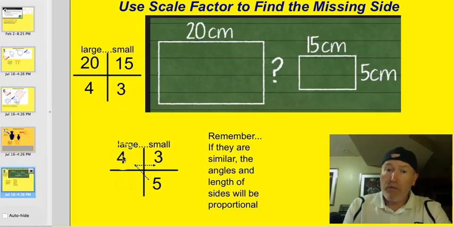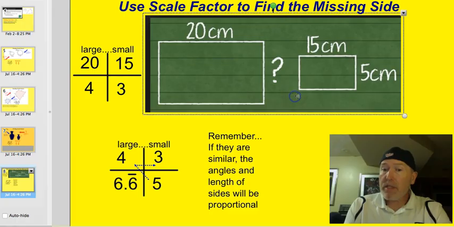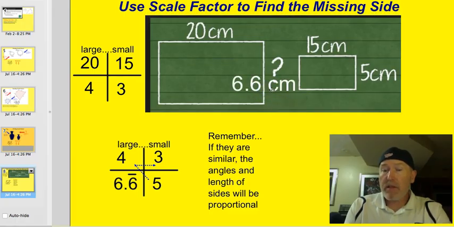So my large is 4, my small is 3. I put in the measurement of the corresponding side that I want to find. So now I'm putting in 5 centimeters on the small one. I want to find this one. I put those in my ratio proportion box, large to small, like something is to 5. Multiply diagonally, divide across. I've got 6.6 centimeters. There it is. 6.6 centimeters is the measure of this side.